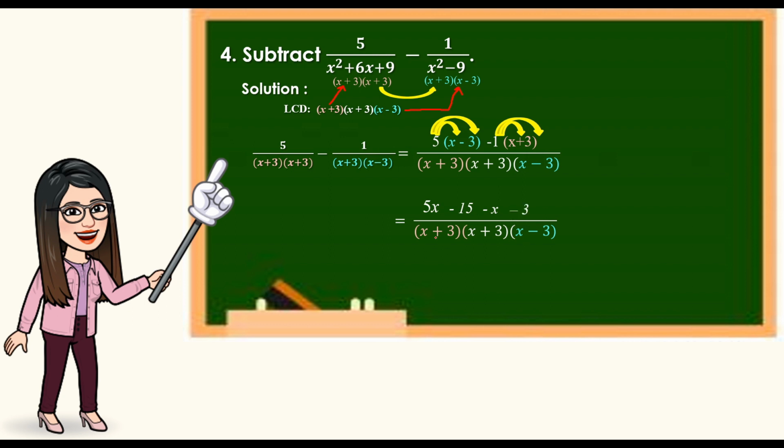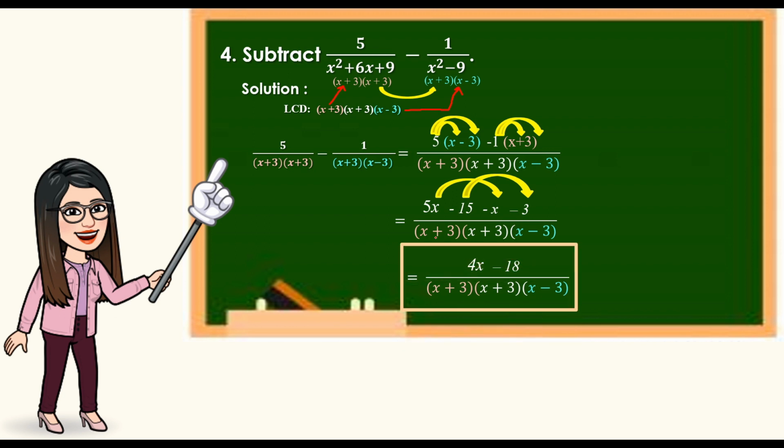And then combining like terms, rewrite the given LCD or the denominator. So common terms or like terms are 5x and negative x. 5x minus x is 4x. Negative 15 minus 3 is negative 18. Okay, so there you go. So this is now our final answer.